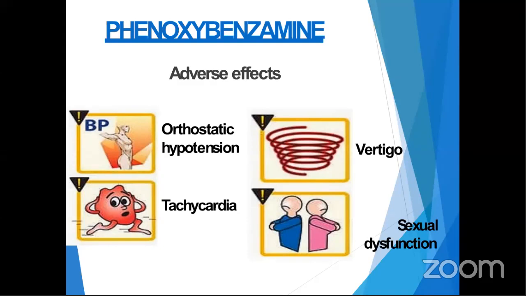Side effects are very much obvious from the effects that it's going to cause: orthostatic, that is postural, hypotension, which we have discussed so much earlier. Tachycardia, which is a reflex one, and how it happens I just explained. Vertigo, again, which I have told you, because it is going to enter the brain and can cause some kind of vertigo. Sexual dysfunction also I've told you, because it's going to act on the alpha 1 receptors present at the level of the ejaculatory ducts, and because of this it can cause sexual dysfunction in males.